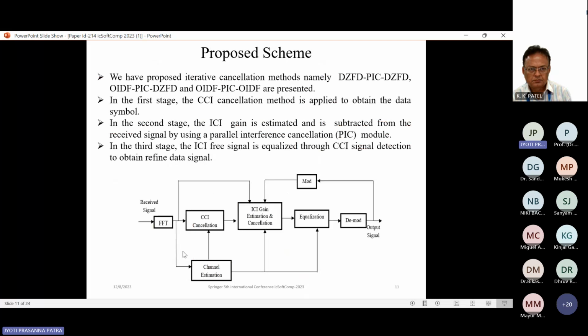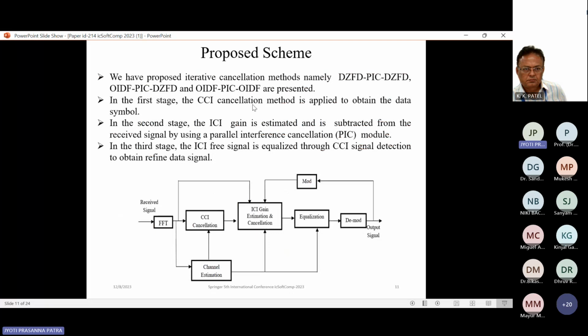And then all these signal detection methods like SIC, DZFD, list SIC, Alamouti, are focusing on only CCI, but still ICI is present in the signal. So initially we are ignoring the ICI effect, and now we'll take the ICI effect also into account. So we have proposed 3 iterative joint CCI and ICI signal detection methods like DZFD, PIC, DZFD; OIDF, PIC, DZFD; OIDF, PIC, DF. So it is a 3-stage process.